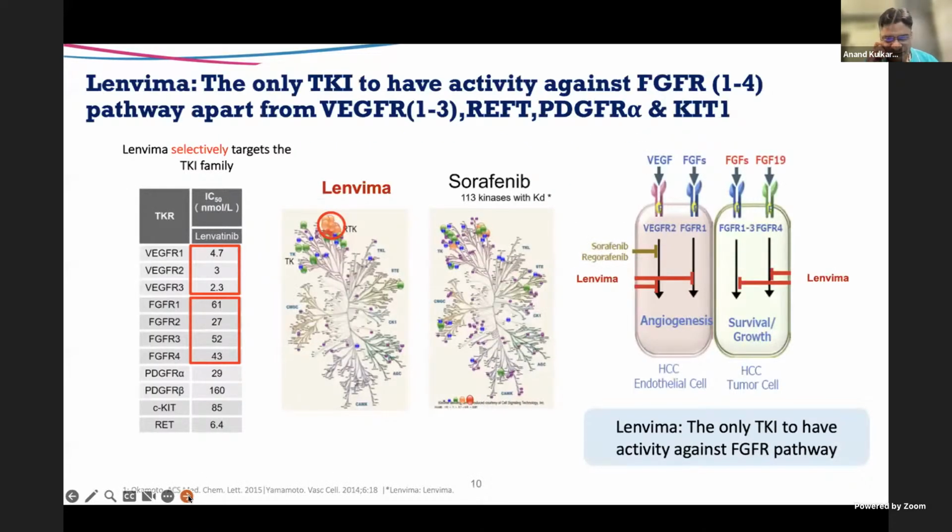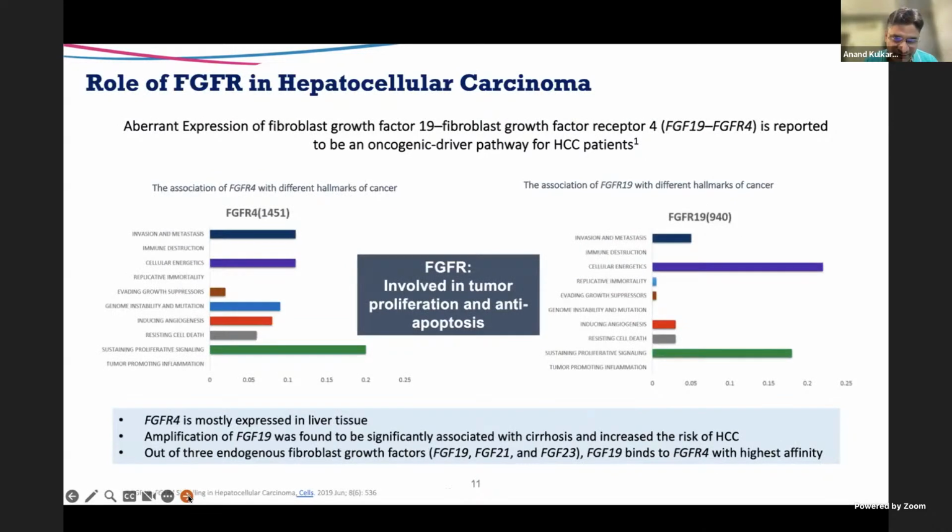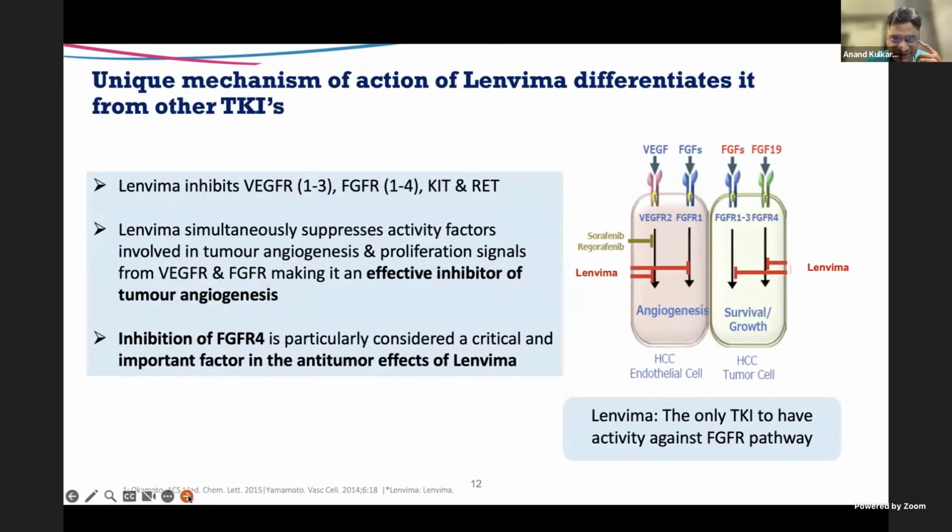The unique mechanism of lenvatinib, which came into picture a decade later, was shown in a non-inferiority trial. The only advantage of lenvatinib is that it has FGFR4 inhibition, and at a very low dose it can inhibit FGFR4. That's the basic advantage of lenvatinib. If you see here, HCC has aberrant expression of FGFR. There is increased FGF19 and FGFR4, which together lead to an increased oncogenic driver pathway for HCC. This is inhibited in combination with VEGF, through multiple tyrosine kinases, that is VEGFR, FGFR, KIT, and RET, which is stronger with lenvatinib. At a lower dose, we can achieve a greater suppression of these pathways, and hence it has better efficacy.